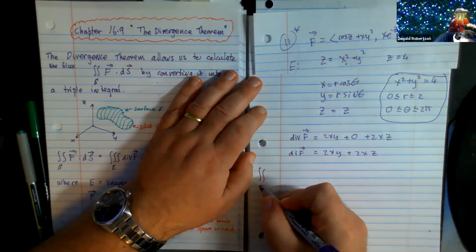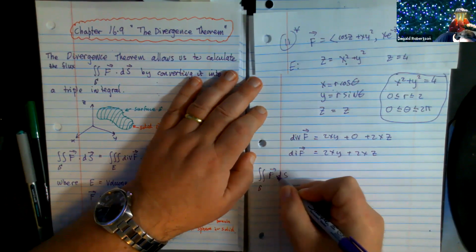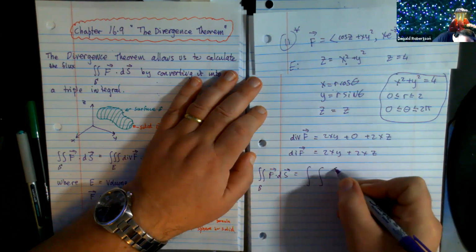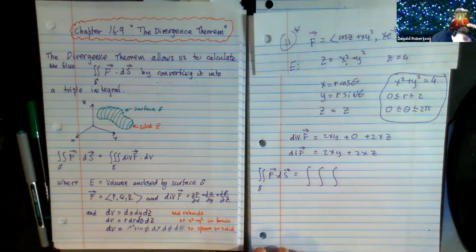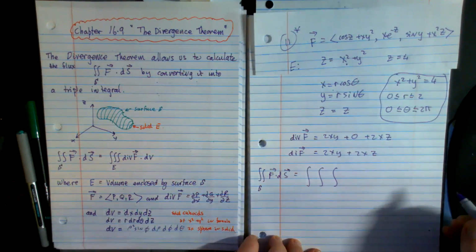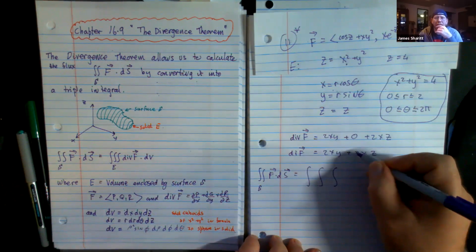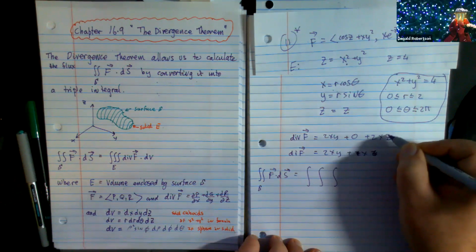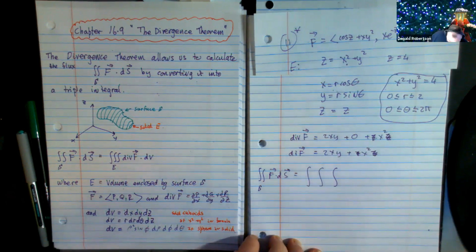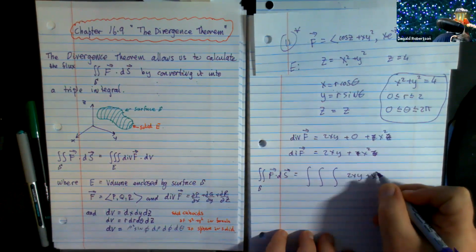So our surface integral is going to be this triple integral. Wouldn't it be x squared instead of 2xz? Did I screw up somewhere? This one here? Yeah, thank you. I think I differentiated the wrong guy, didn't I? There. So we're going to have a 2xy plus x squared.